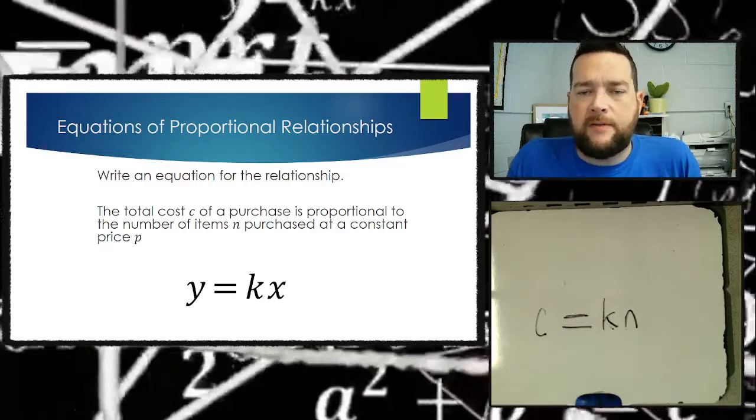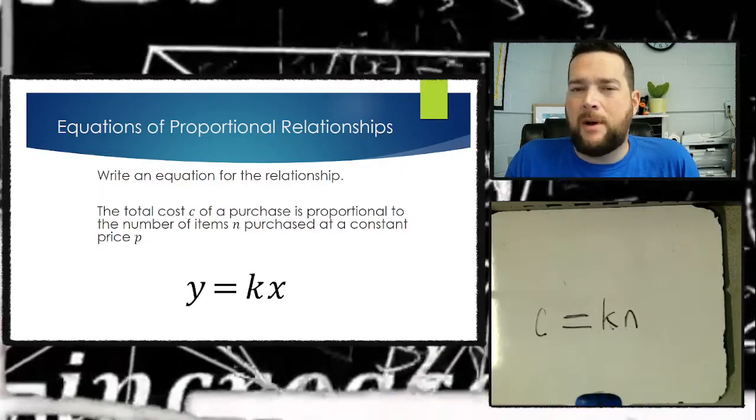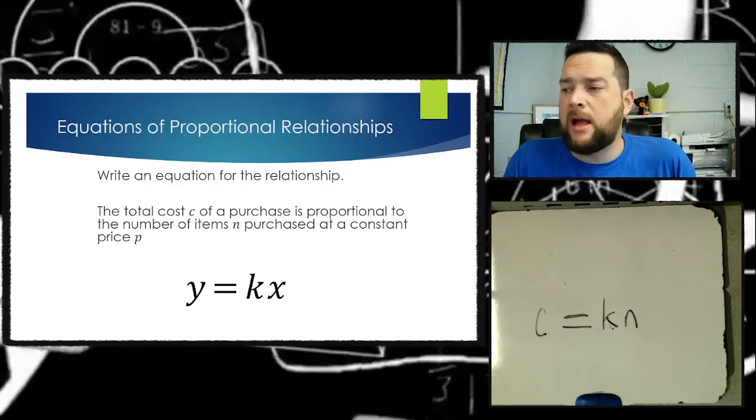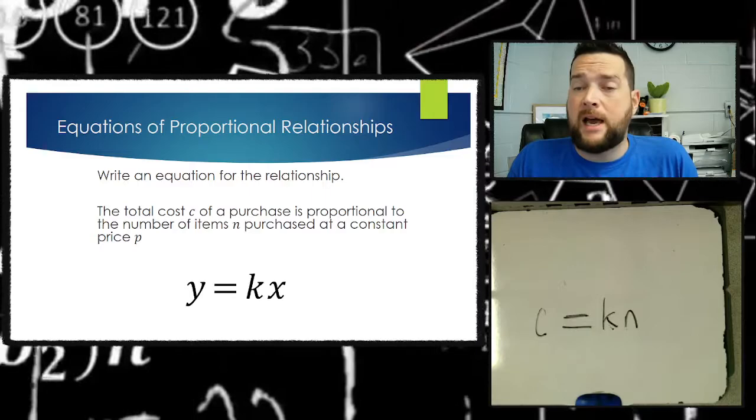So they threw another variable at us, which doesn't happen very much. Usually you're actually given numbers to find the constant of proportionality, which is going to be the nature of the next slide in just a second.